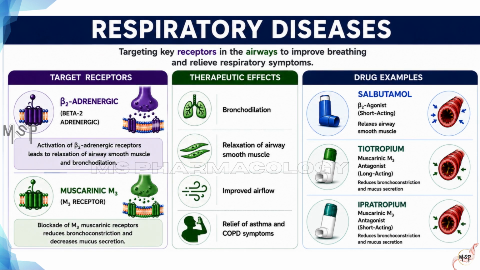Next, let us consider the respiratory system. Beta-2 adrenergic receptors produce bronchodilation, whereas muscarinic M3 receptors mediate bronchoconstriction. In asthma and chronic obstructive pulmonary disease, airway narrowing makes breathing difficult. Stimulating beta-2 receptors or blocking M3 receptors relaxes airway smooth muscle, improves airflow, and relieves respiratory symptoms. Common examples include salbutamol, tiotropium, and ipratropium.